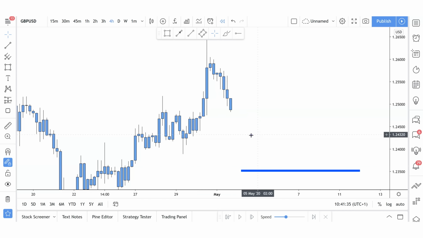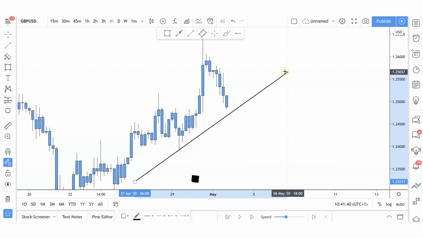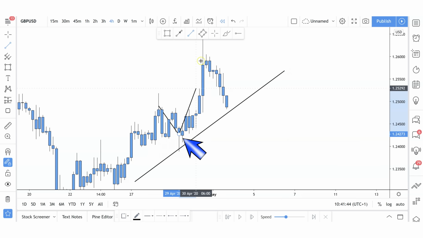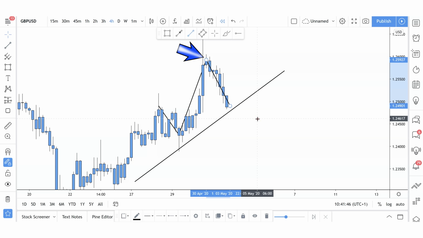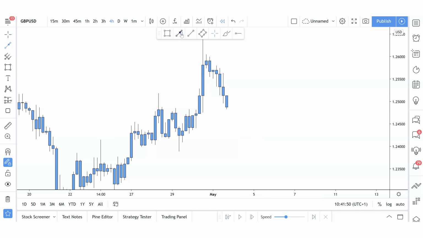Right, let's get started. Structure of this market is clearly to the upside. We can see the market's been pushing up, making higher highs, higher lows, higher highs. And now, what the hell is the market doing now? Well, we don't know. But there's a few things that we have to consider here.